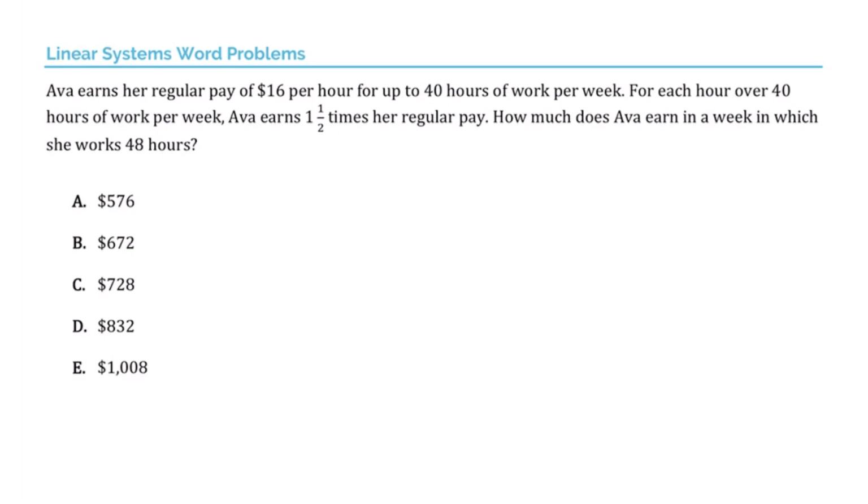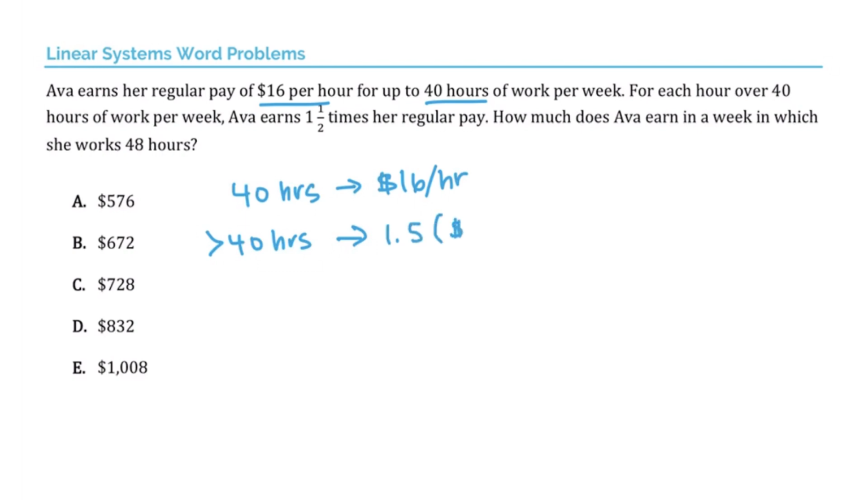So what do we know in this first question? It says that Ava earns her regular pay of $16 per hour for up to 40 hours of work per week. So I'm going to take a note to myself that for the first 40 hours, she is earning $16 per hour. For each hour over 40 hours per week, so anything that is greater than 40 hours, Ava earns 1.5 times her regular pay. So she gets 1.5 times that $16 per hour. How much does Ava earn in a week in which she works 48 hours?